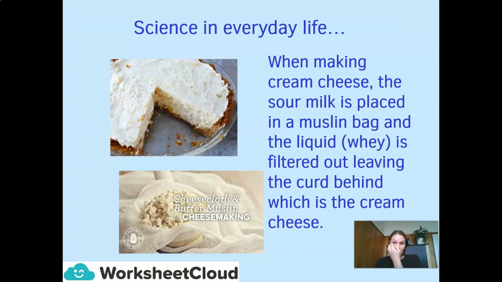So when we're making cream cheese, so we're baking a delicious cream cheese cake, one of my favorites again. Oh, I seem to have a lot of favorites that are all dairy related. Don't know if that's a good thing.